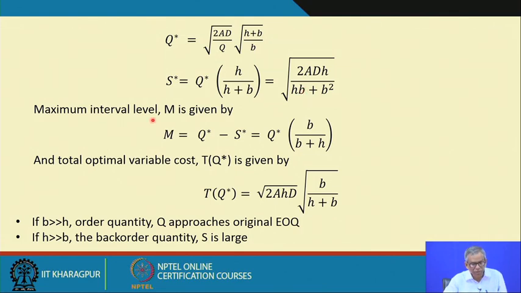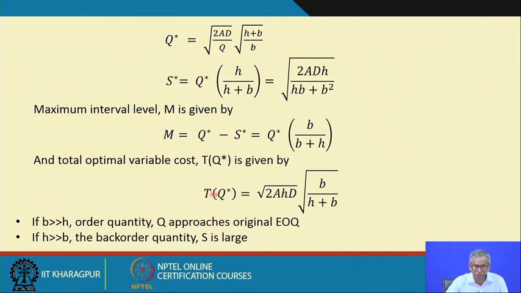The maximum inventory level, that is M, is actually the difference between Q star and S star. That is M equals Q star minus S star, which equals these expressions you have. The total optimal variable cost can also be calculated, and this is the total optimal variable cost.